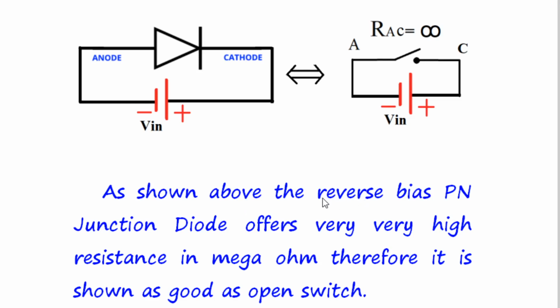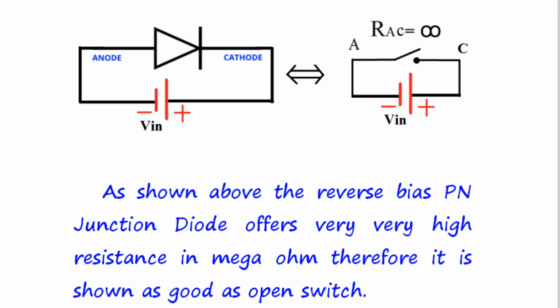As shown above, the reverse bias PN junction diode offers very high resistance in mega ohm. Therefore, it is shown as good as open switch. But actually speaking, in reverse bias condition for practical diode, small amount of current in microampere flows. Therefore, it cannot be replaced by a perfect open switch, but due to very high resistance, mega ohm, we consider it as an equivalent.